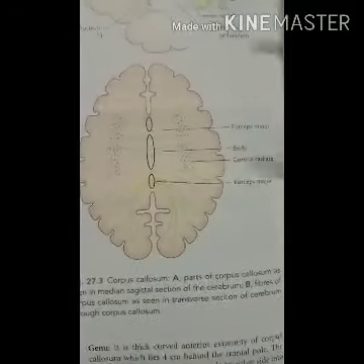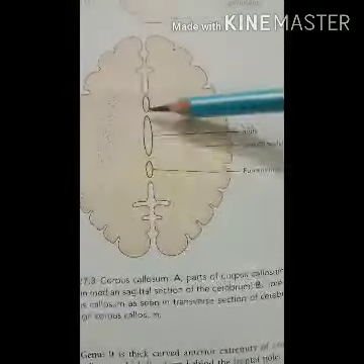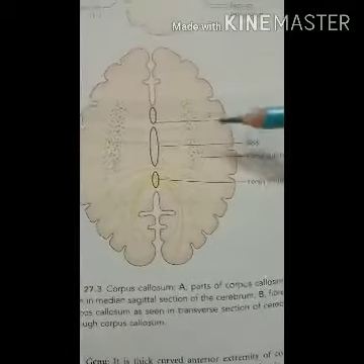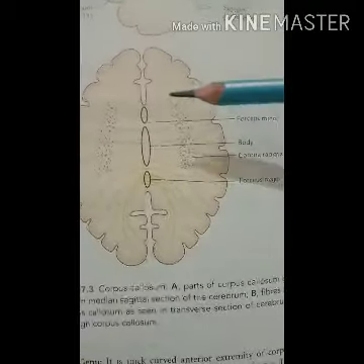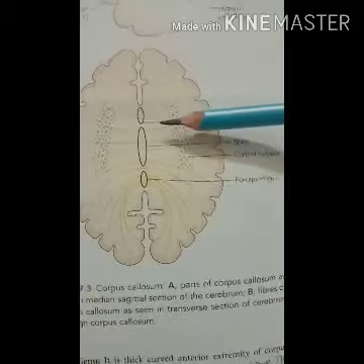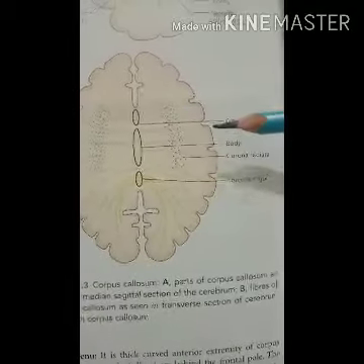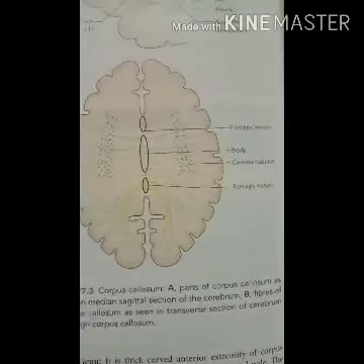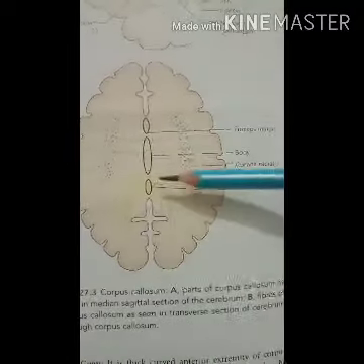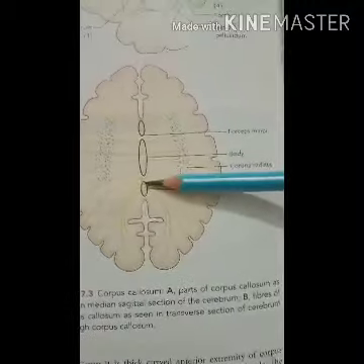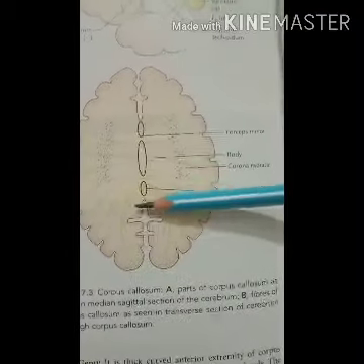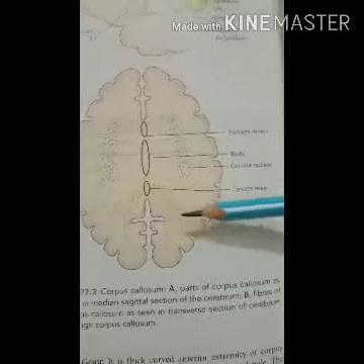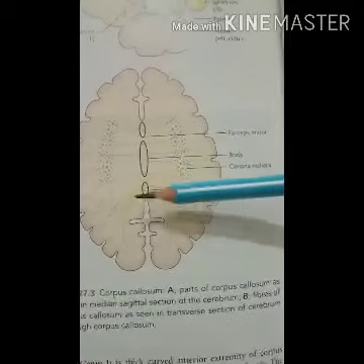Then the second one, the forceps minor. It is made up of the fibers of the genu and connects the two frontal lobes. Then the forceps major, posteriorly. It is made up of the fibers of the splenium connecting the two occipital lobes.